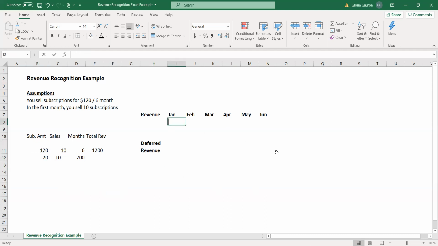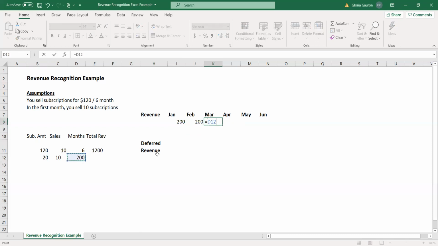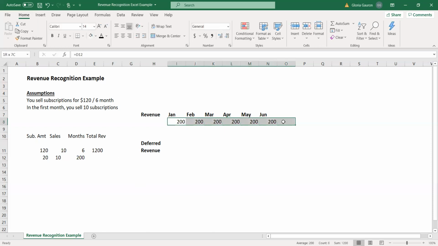So for January, I can recognize my $200 here, and in February, 200, and in March, 200, and April, same thing. You can absolute these figures if you want and click and drag everything over. And then just to show you, here's my total of 1,200, which matches my 1,200 here.